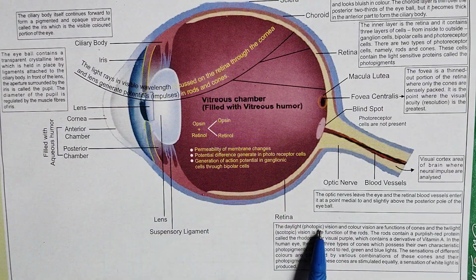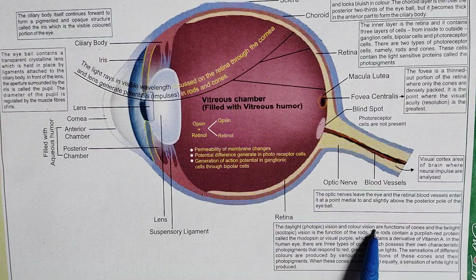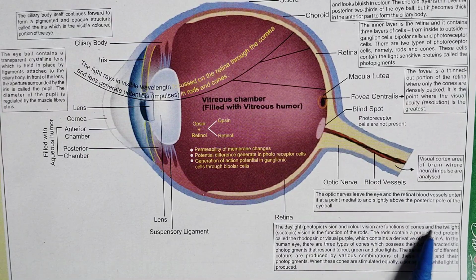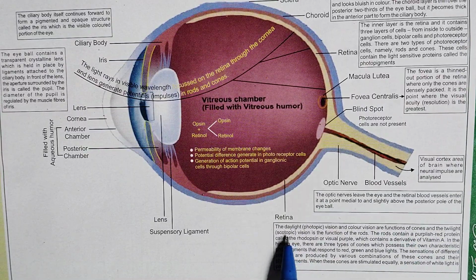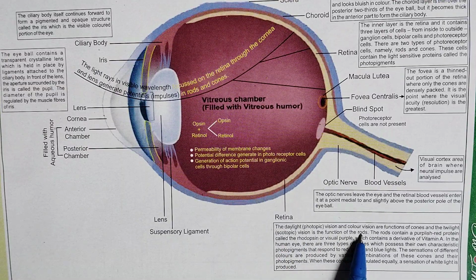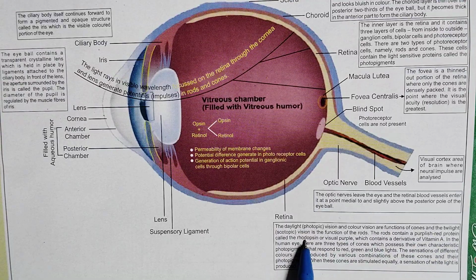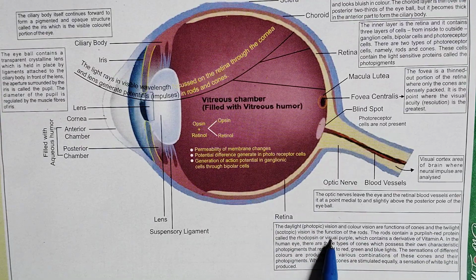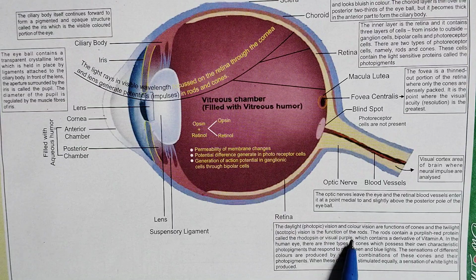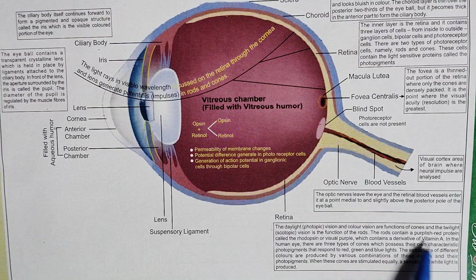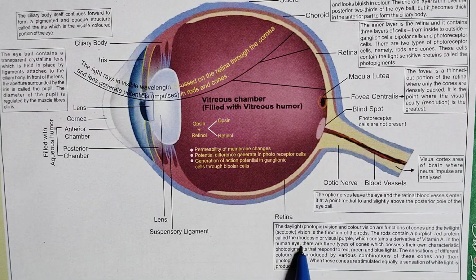Daylight or photopic vision and color vision are functions of cones, and twilight or scotopic vision is the function of the rods. The rods contain a purplish red protein called rhodopsin or visual purple, which contains a derivative of vitamin A in the human eye.